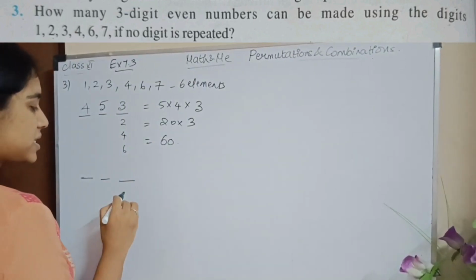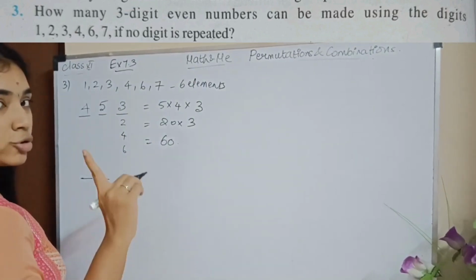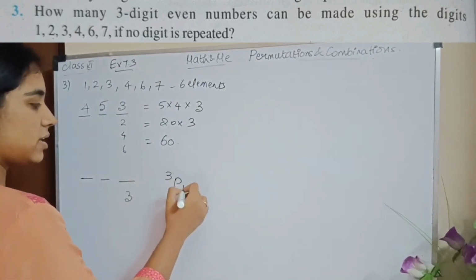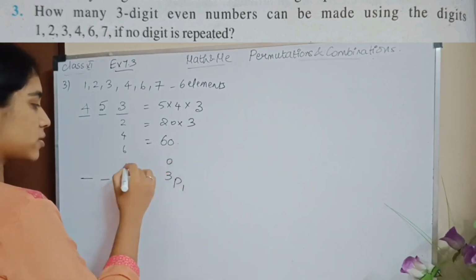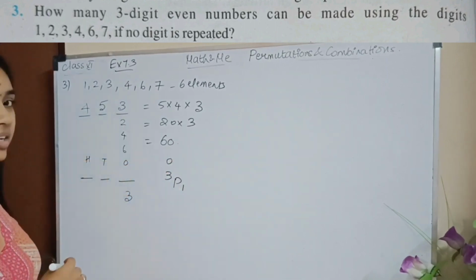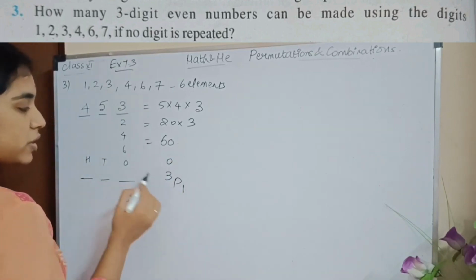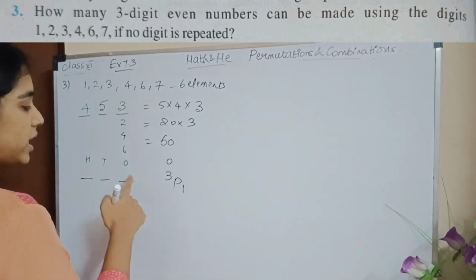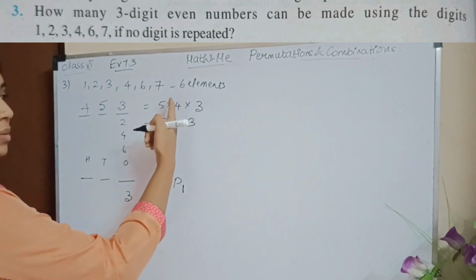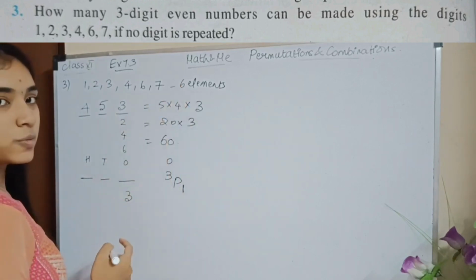In the permutation method, I have 3 places: ones, tens, hundreds. For the first place, I have 3 options and I need to choose one, so it will be 3P1 for my ones place. I can choose one element out of the 3 elements, and it has to be in order, so permutation. If one element is taken, I have 5 more elements remaining, 6 minus 1, which is 5.